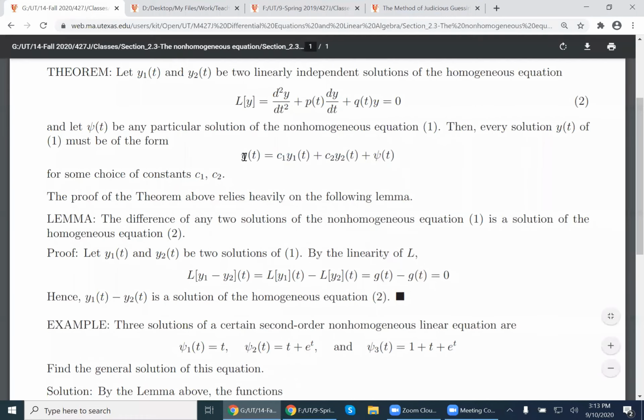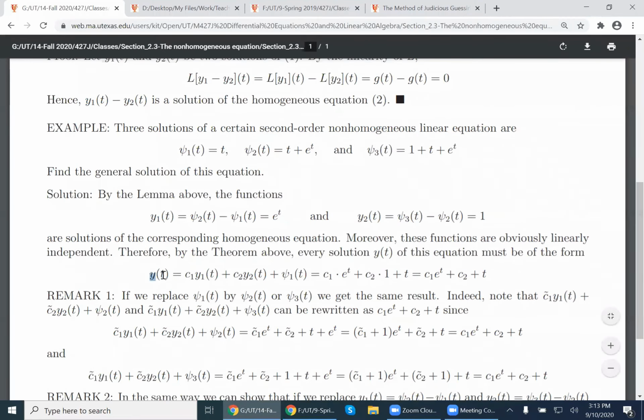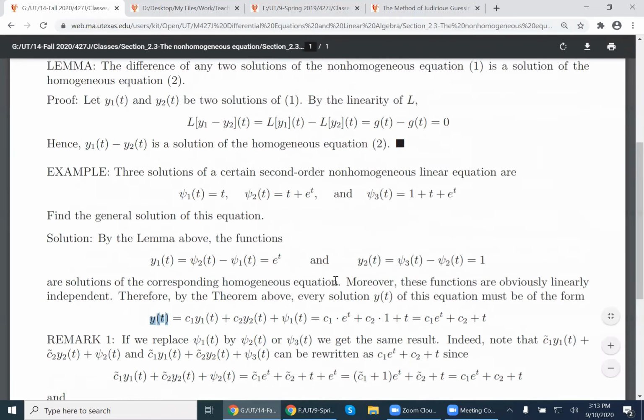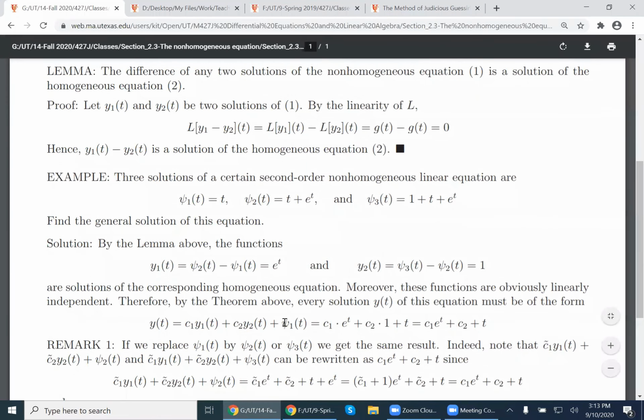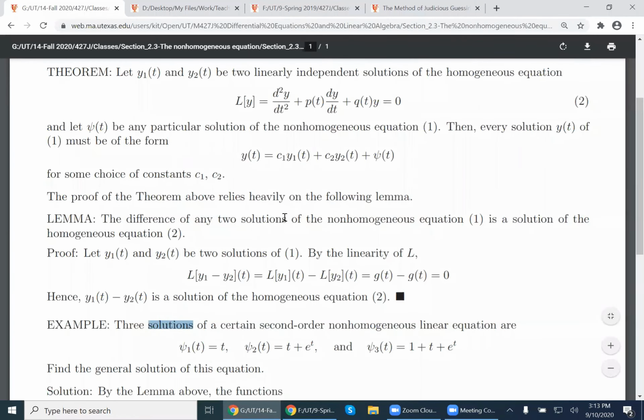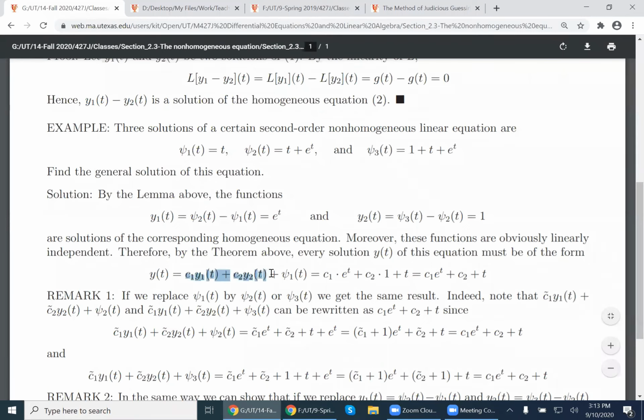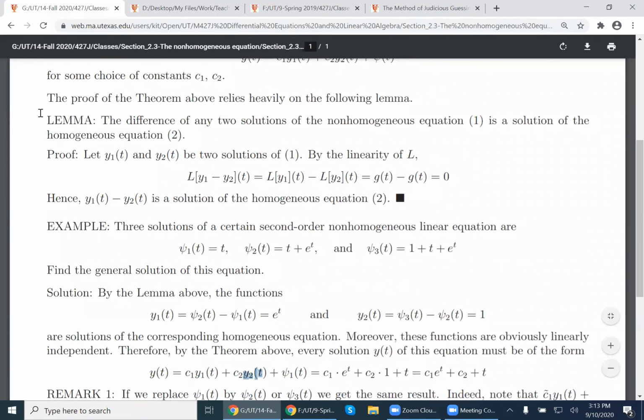In this formula, y of t is the general solution. In this formula, psi of t is a particular solution. It's written. In this formula, this is the general solution of the corresponding homogeneous, because this is a particular solution and this is a particular solution by the lemma. What do you think?